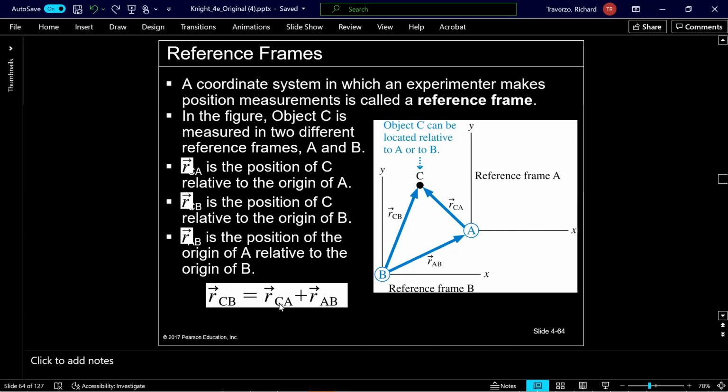This bottom equation is read as the position of C relative to experimenter B. The vector addition is r sub CA plus r sub AB. r sub CA is the vector on the upper right-hand side, and we're adding r sub AB. We're taking this bottom one, moving it to the top, and that sums to the one on the left. So that's how observers agree on positions.